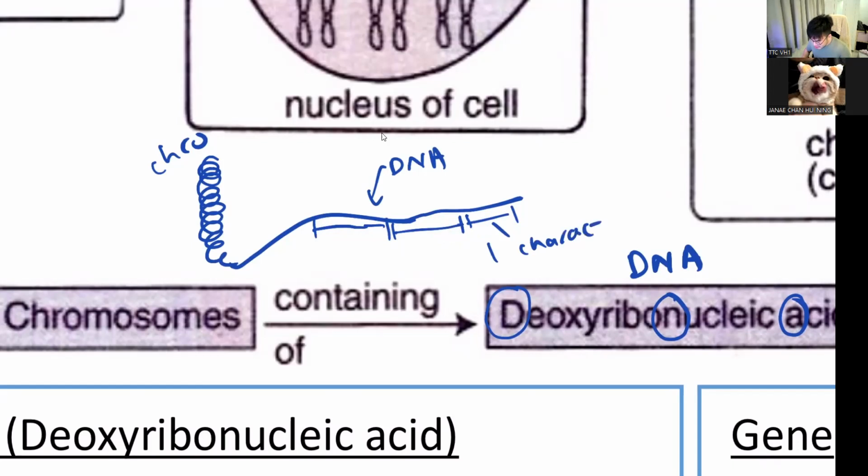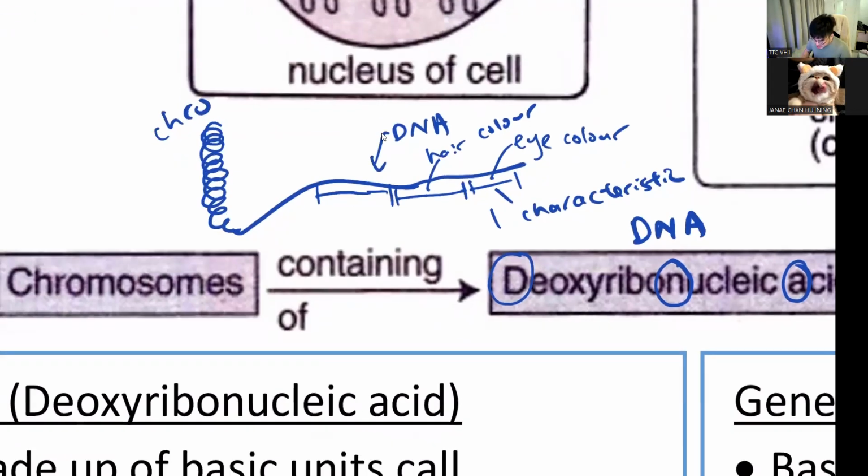Okay, will determine one characteristic. For example, this section will determine your eye color, and this section will determine your hair color. So all the characteristics you can imagine, like whether you are single or double eyelid, tall or short, you have a pointy nose or flat nose, whether your hair is curly or straight, things like that.